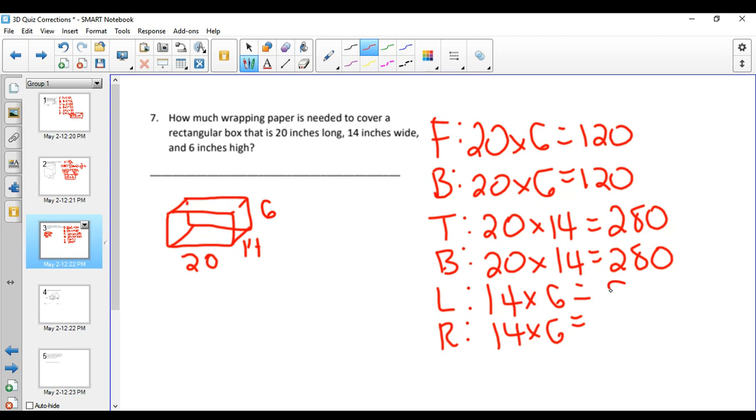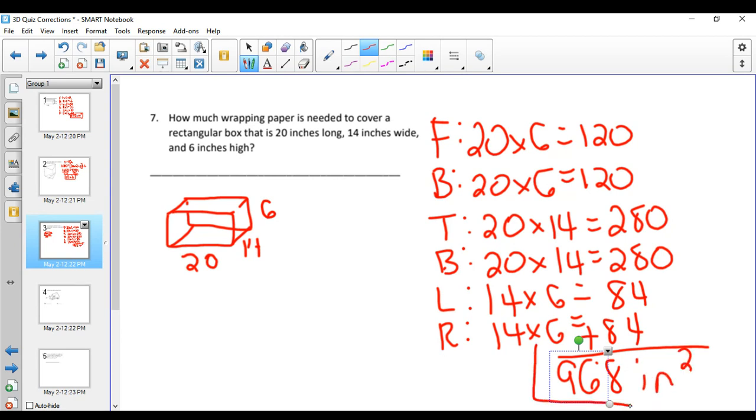And that gives us 84. And then final step, we're going to add all 6 of those faces together, which gives us 968. And what's our unit? Inches. Inches squared. Okay, so that is the amount of wrapping paper that we would need, or the surface area.